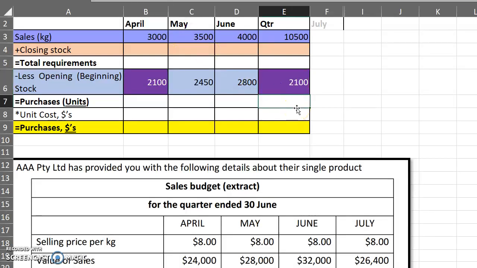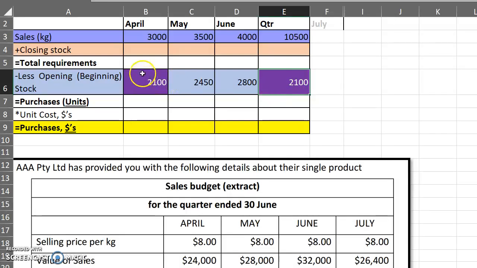Okay, so let me repeat this again. Opening stock for April is how many kilograms we have in our shop on the 1st of April. Opening stock for the quarter is exactly the same figure because we are asking ourselves how many kilograms we had in our shop on the 1st of April. Well, let's hope it makes sense.